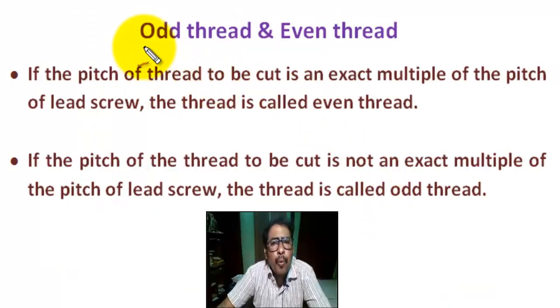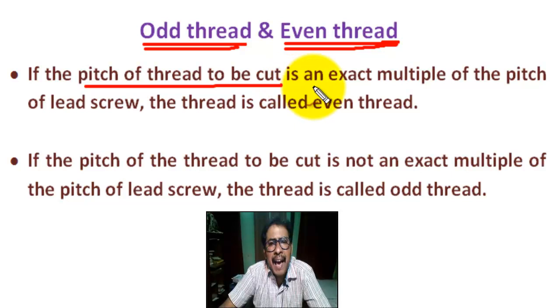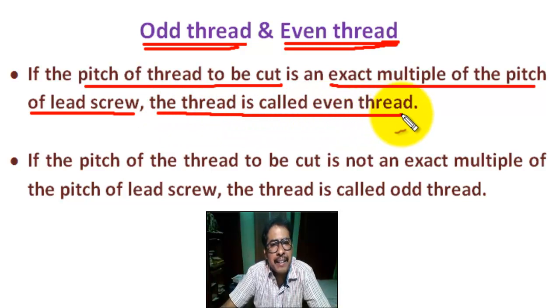Now, what is an even thread? A thread is cut in a lathe. If the pitch of the thread to be cut is an exact multiple of the pitch of the lead screw of the lathe, the thread is called an even thread.